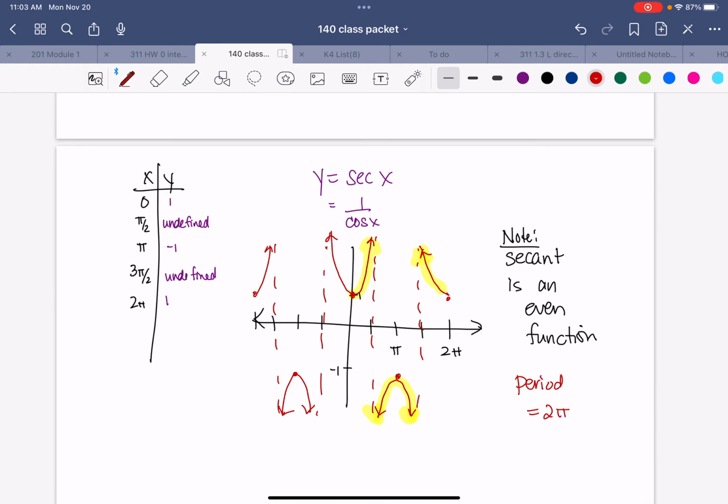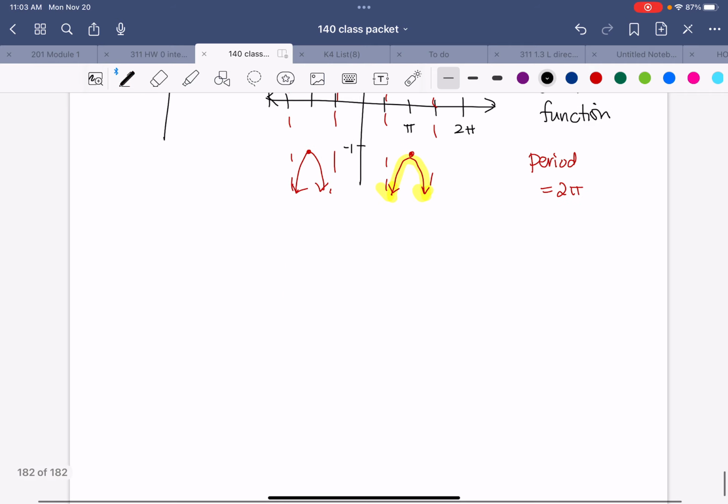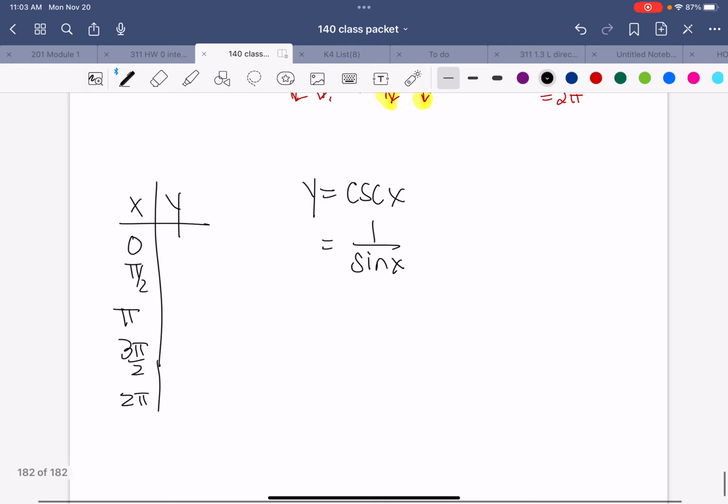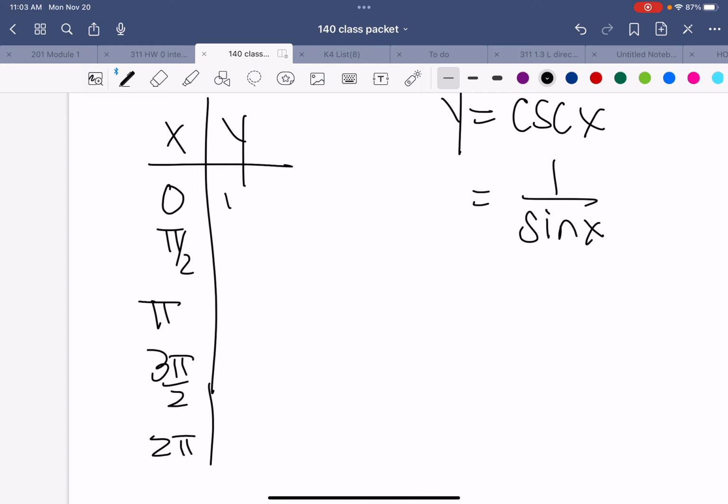Okay. And then the last function we want is cosecant, which is going to be very similar. That's 1 over the sine. So we're going to flip over the sine values. And this is essentially going to just switch. So 0, pi over 2, pi, 3 pi over 2, and 2 pi. So instead of having our undefineds at pi over 2, our undefineds are going to be at 0, pi, and 2 pi, just like they were for cotangent. So undefined, undefined, and undefined. And the others are going to be 1 and -1.